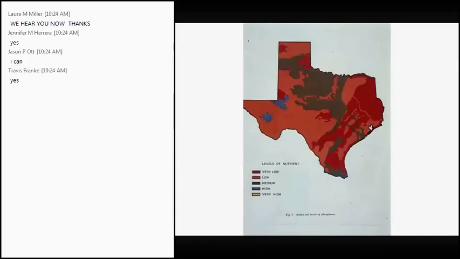Next slide. So this was taken a long time ago, but they did a survey of Texas to see how much phosphorus we actually had across the state of Texas. And so the very red colors, these right here, are very low. The medium is the brown, the blue is high, and this yellow color, which we don't have any yellow color in Texas, would be very high. So across the state of Texas, we're dominated by low to moderate as far as the amount of phosphorus that we have available to the plant.